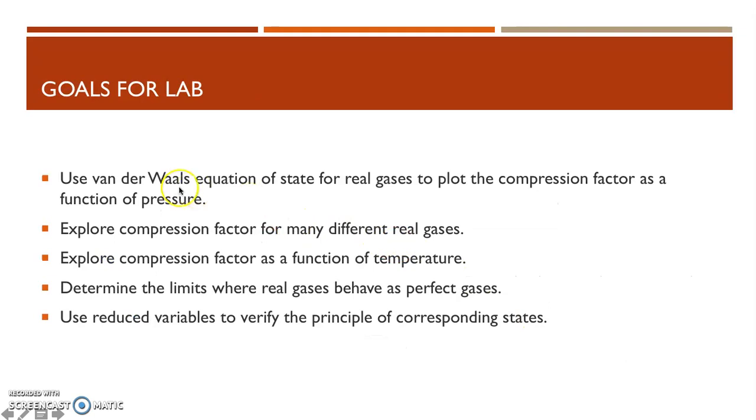We're going to use the van der Waals equation of state for real gases to plot that compression factor as a function of pressure. We're going to explore how that changes for many different real gases and how it changes as a function of temperature as well. We're going to determine the limits where real gases behave as perfect gases. And then we're going to use reduced variables to verify the principle of corresponding states. Now, all this work is going to be done in Excel, and I'll be walking you through a lot of the more complicated functions. We're going to be using goal-seek and some other things, but you will have 2 weeks to walk through this in lab.